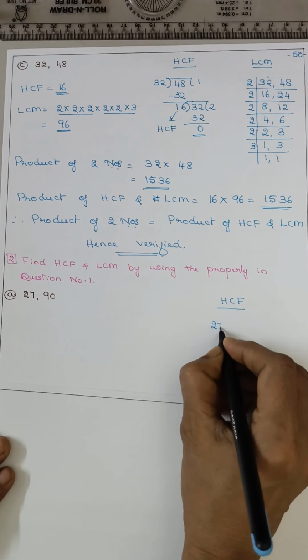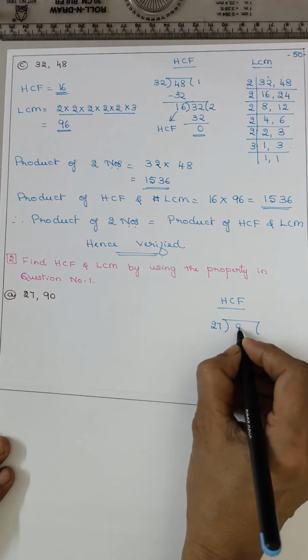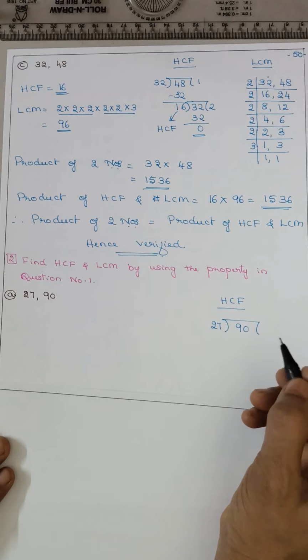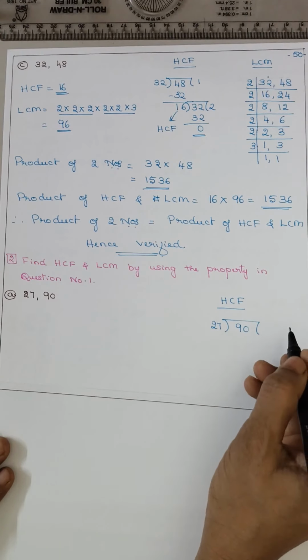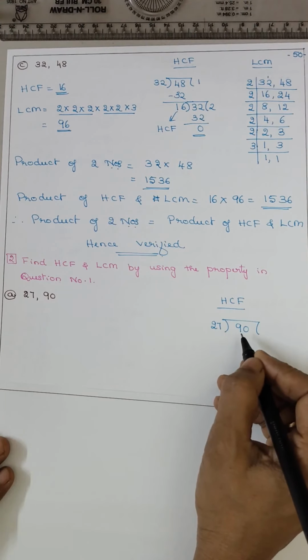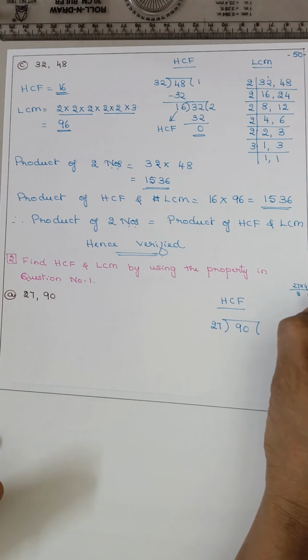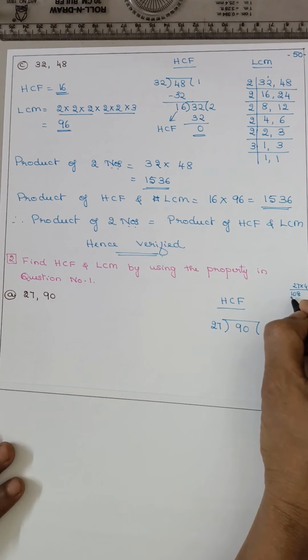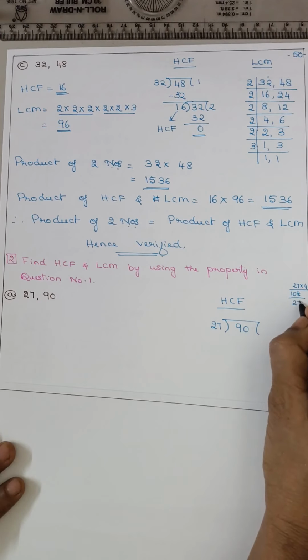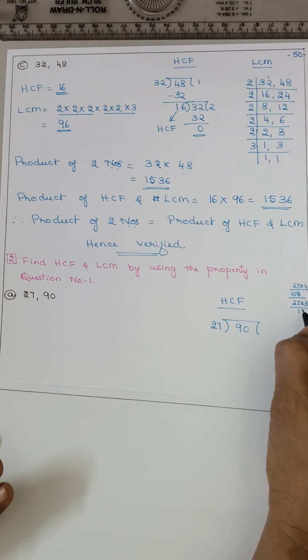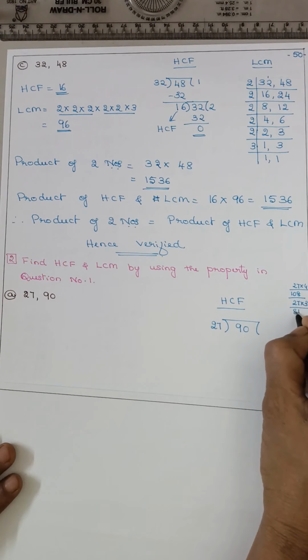So 27 and 90. 27, how much 2s? 2 4s are 8. 27, 4 4s are 28, 4 2s are 8, 9, 10. It became bigger. So 27, 3 3s are 21, 3 2s are 6, 7, 8.